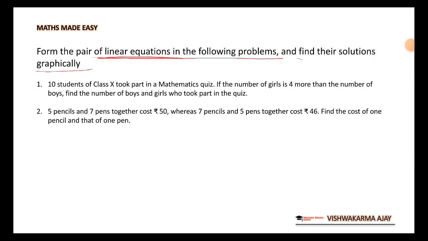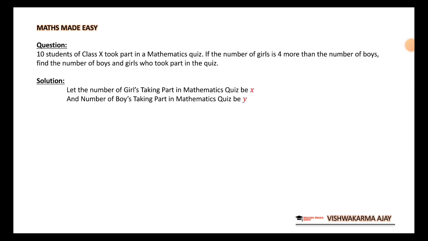Okay, what it says: 10 students have participated in a mathematical quiz, and the condition is the girls are 4 more than the boys. So we have two conditions here. First condition is 10 students, meaning girls plus boys is equal to 10, and the second one is girls are more than boys. If you want to make the boys equivalent to girls, then you have to put 4 in the boys. That means girl is equal to 4 plus boys.